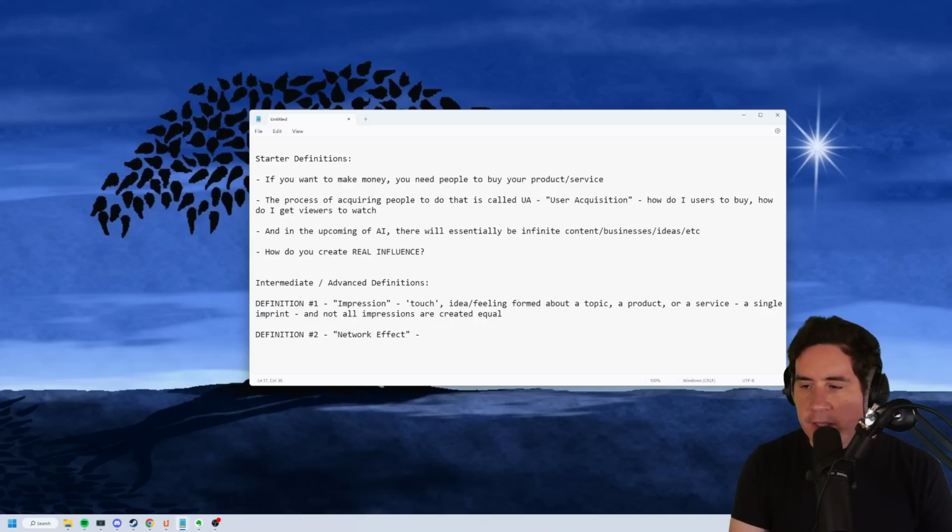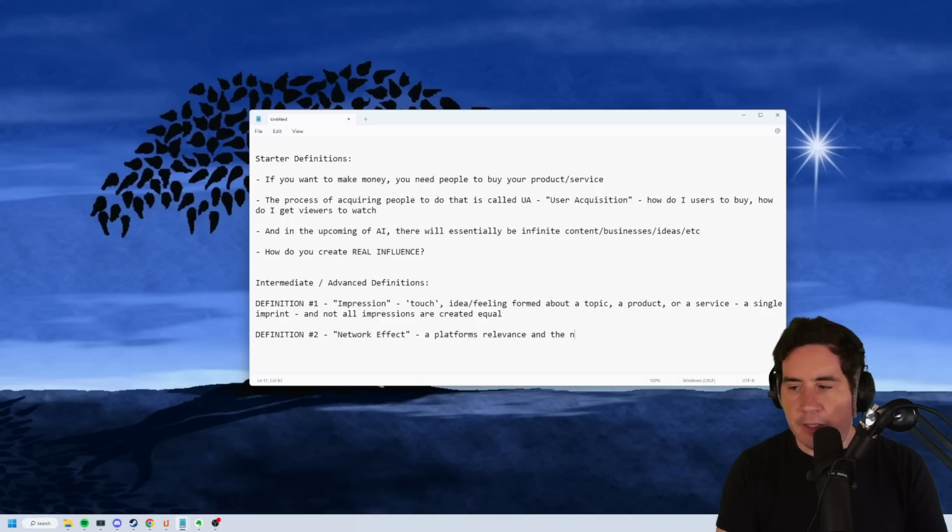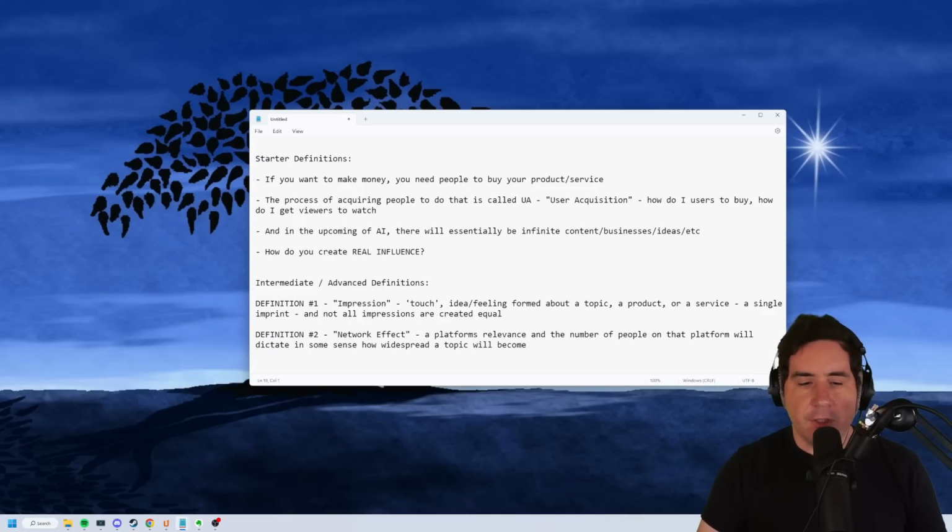And the network effect is basically a platform's relevance and the number of people on that platform will dictate in some sense how widespread a topic will become. All right, that's a little bit more complicated, so let's get into what that means. A platform's relevance, so let's take Twitter, for example, which is a relevant platform for conversations right now, and the number of people is hundreds of millions on it, will dictate in some sense how widespread a topic will become.